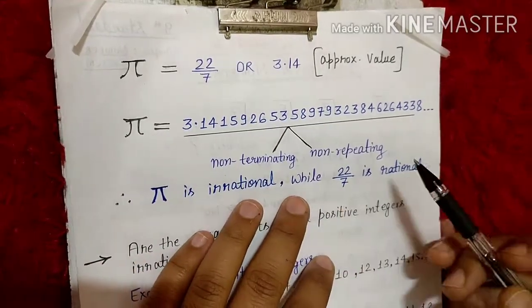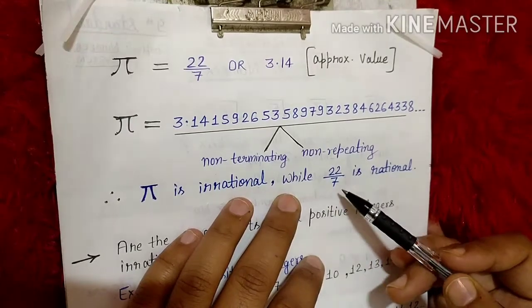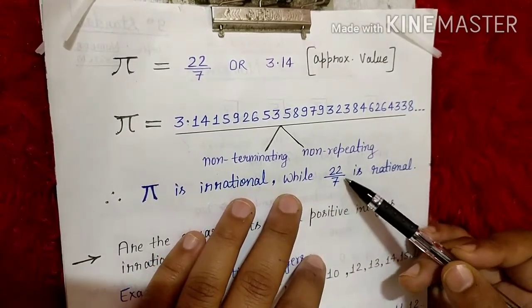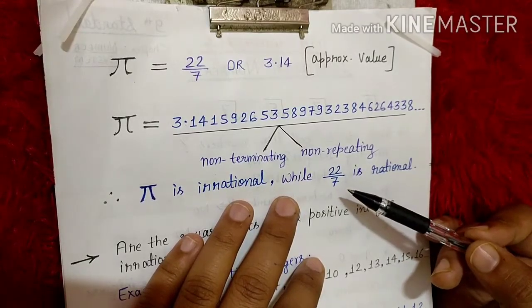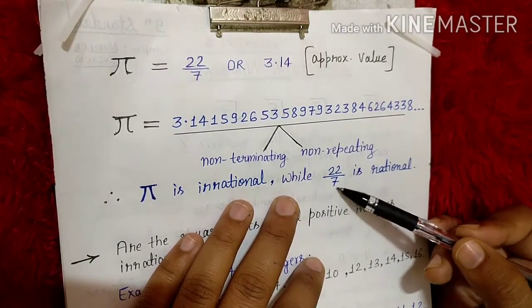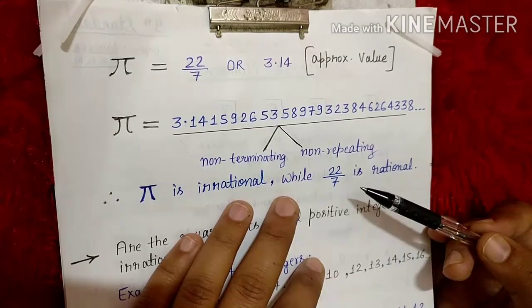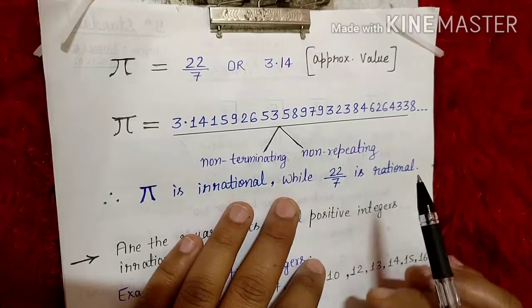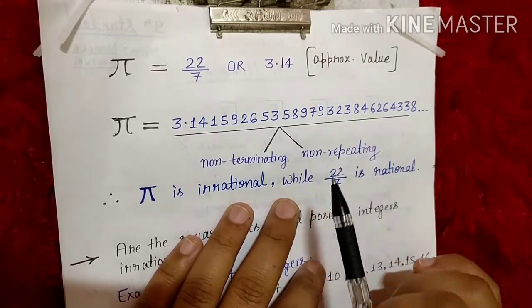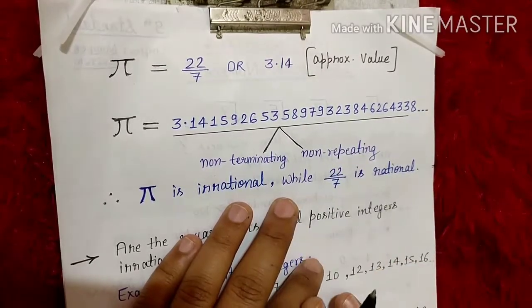And if we talk about 22/7, then we can say 22/7 is a rational number, because 22/7 satisfies the rules that it can be expressed in the form p upon q, where q, that is 7, is not equal to 0, and 22 and 7 both are integers. I hope it is clear to you. So pi is also an example of an irrational number.